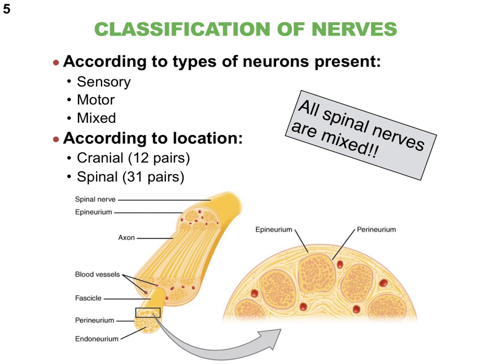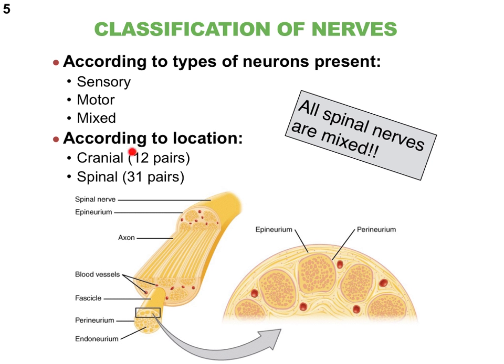We can also classify the nerves based on where they arise from. And so we have some nerves that arise from the brain. We call them the cranial nerves. And then there are the spinal nerves. The cranial nerves, some of them are purely sensory. The majority of them are primarily motor nerves. And some of them are really, truly mixed nerves.